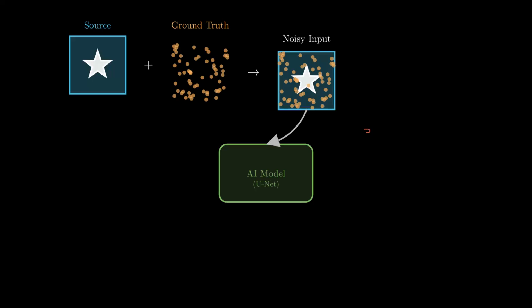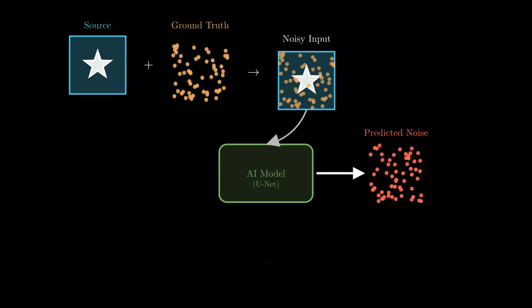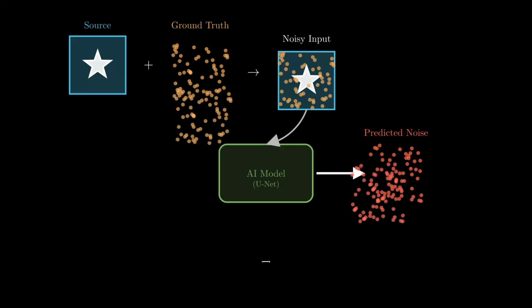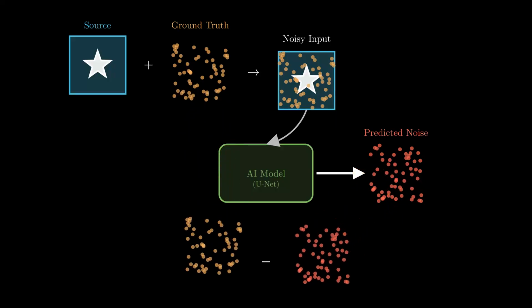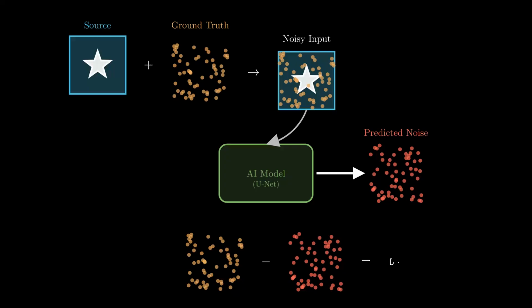Here is the critical part. We ask it to predict: what noise is currently in this image? It outputs a predicted noise. To see how well it did, we compare its prediction against the actual noise we added at the start. We subtract the predicted noise from the actual noise. The mathematical difference between these two is what we call the loss. If the loss is high, the model adjusts its internal parameters, its weights, to minimize this difference.